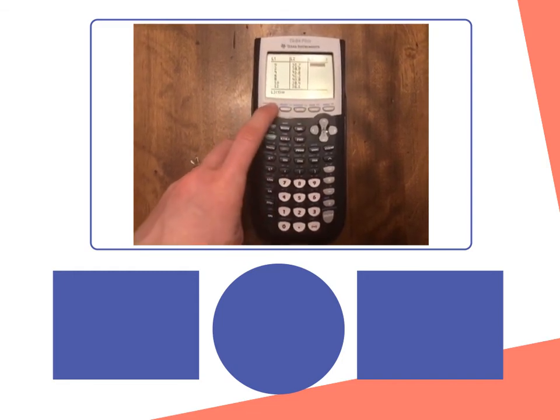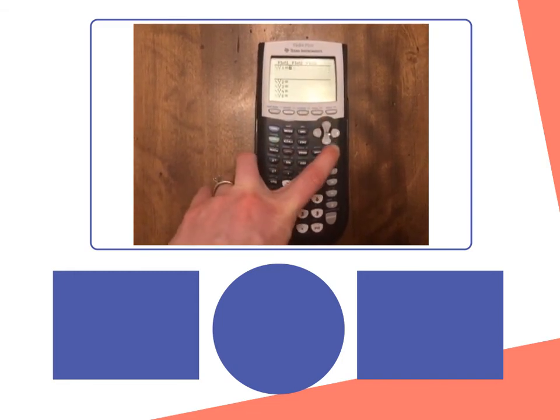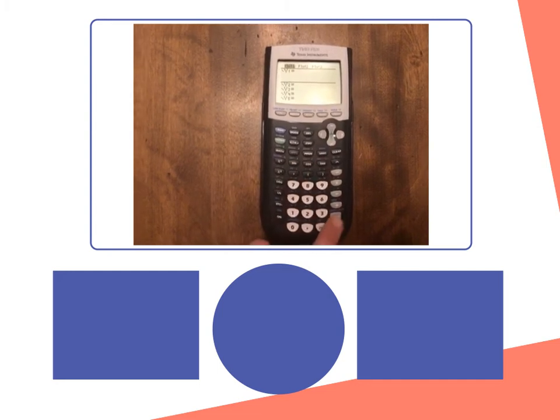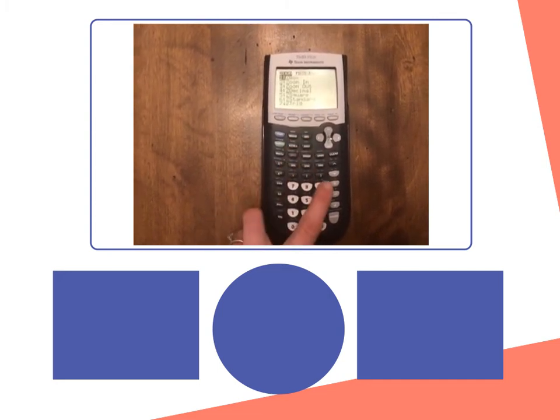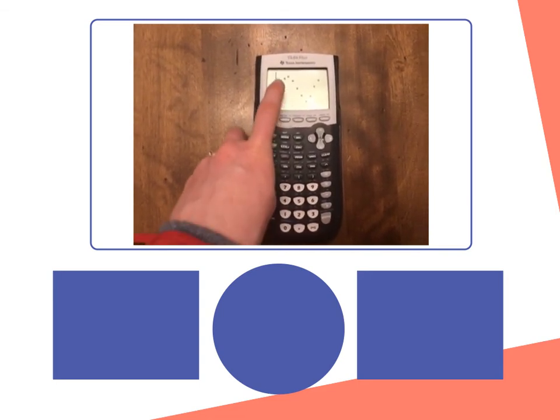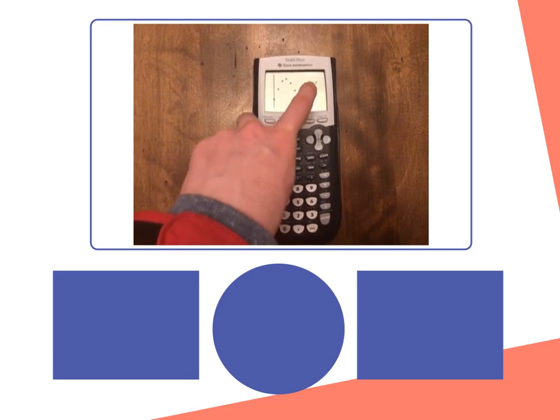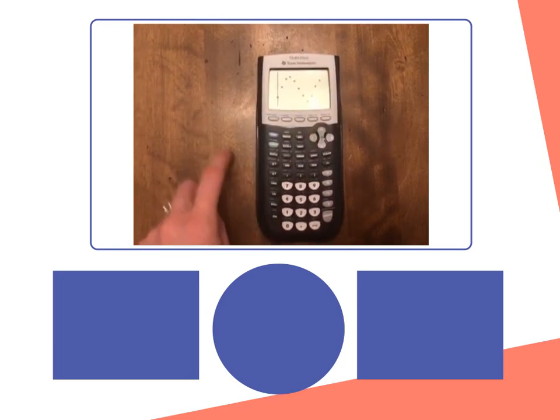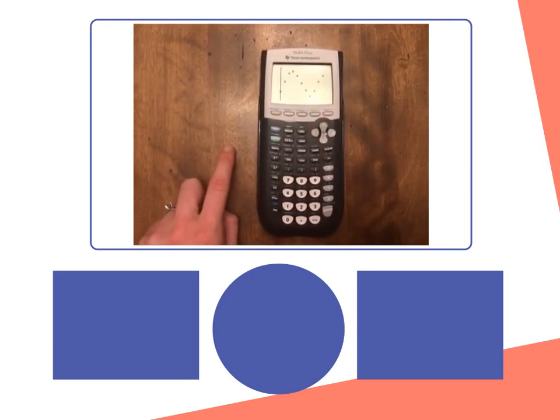So now that I have all of my numbers in my lists, I need to go to y equals. I'll clear out any functions that are there, press enter to turn my plot 1 on, and then we use zoom 9, and that's going to create a scatter plot. So I see this pattern, it looks like it's doing some sort of a trig pattern, and that tells me that I want to use a sine regression.